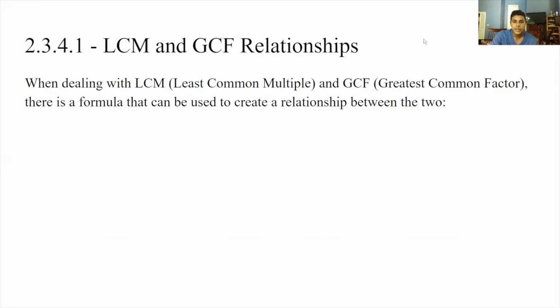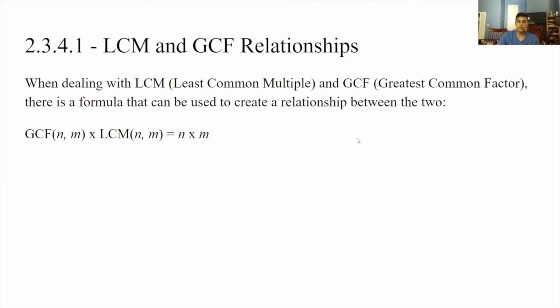Okay, and the last thing we need to talk about is LCM and GCF relationships. When dealing with least common multiple and greatest common factor, there's actually a formula that can be used to create a relationship between the two of them. So the formula goes like this. The GCF of n and m times the LCM of n and m equals n times m.